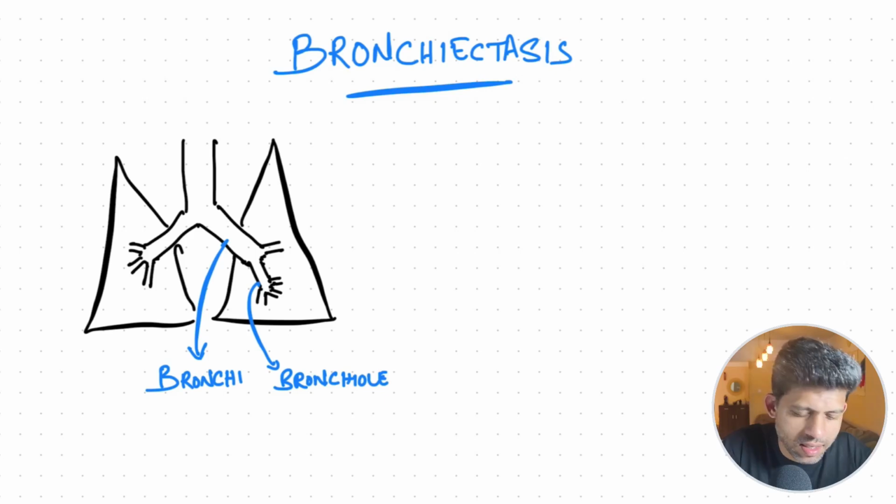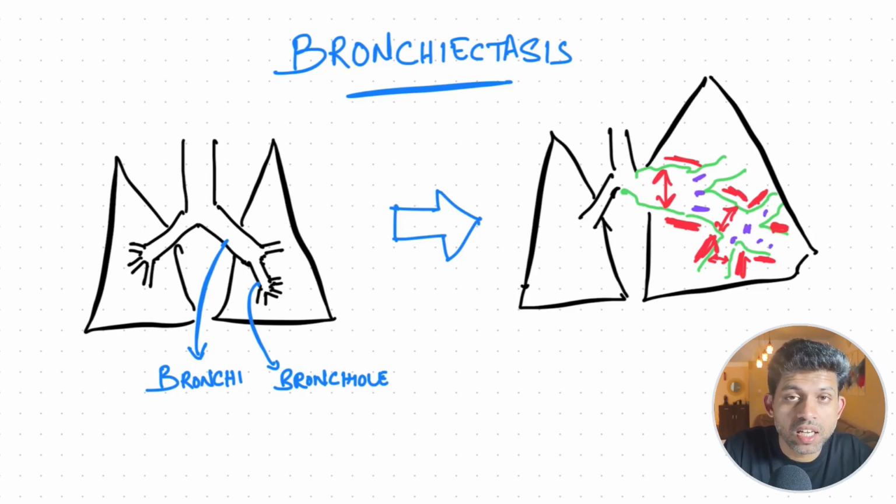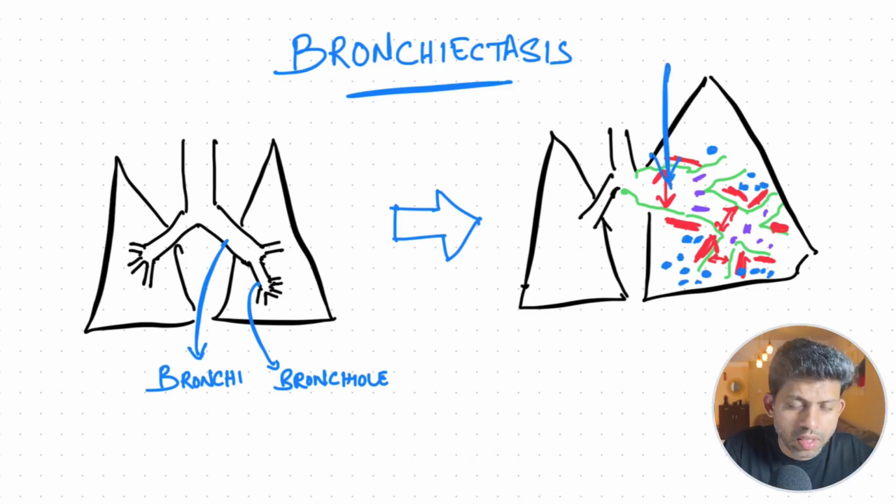Bronchiectasis is permanent dilation of bronchi and bronchioles due to destruction of smooth muscle cells and elastic tissue caused by chronic infection and inflammation. This is not temporary dilation. This is permanent structural damage.